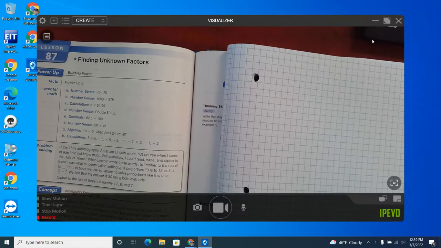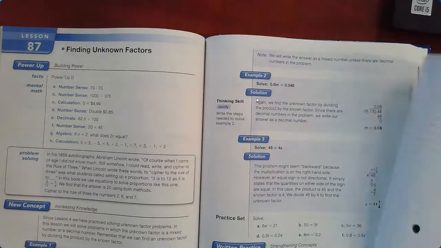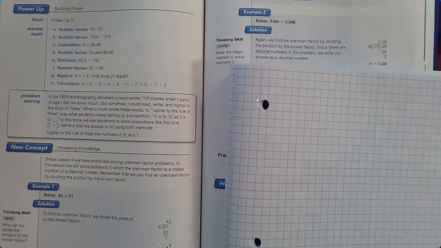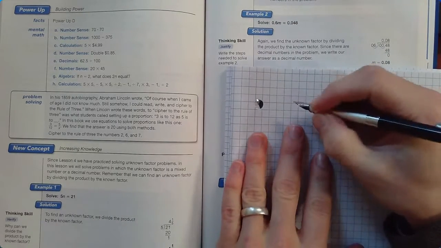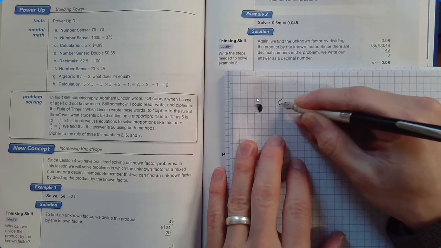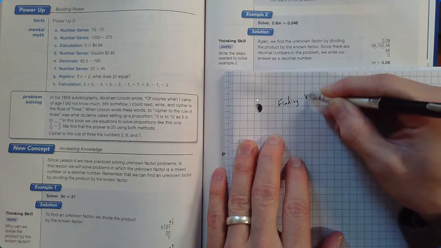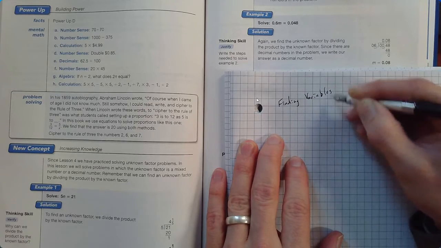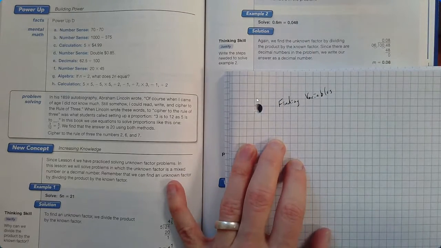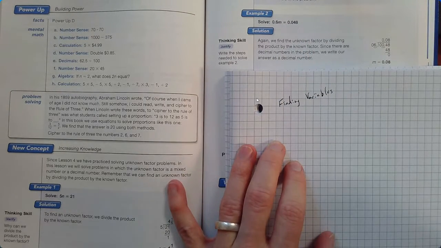So I want to go into lesson 87. This is stuff we've sort of been dancing around for a while now, and I may have mentioned it ahead of time: solving for unknown factors, or finding unknown factors, okay? This is finding variables. It is a letter that you don't know, essentially a question mark. You don't know what number that represents, but you know how to find the answer.